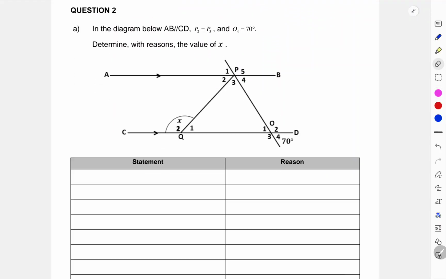Let's have a look at question 2. It says, in the diagram below, AB is parallel to CD, so that has been indicated. Then P2 is equal to P3. That is something that hasn't been indicated on our picture. So it's always very, very important to read the write-up. And O4 is equal to 70 degrees that they've given me. Determine with reasons the value of X.